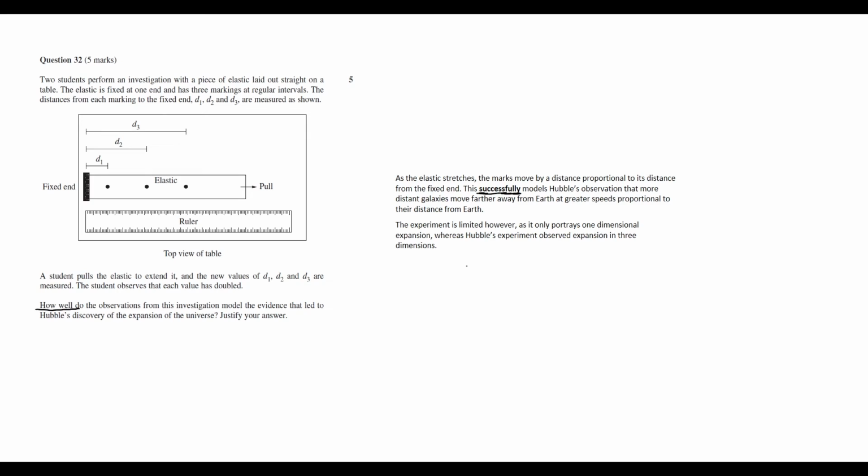I've said here that the experiment is limited, however, as it only portrays one-dimensional expansion, whereas Hubble's experiment observed expansion in 3 dimensions. Now, it might be a very, very obvious sort of limitation, but it is a limitation nonetheless that we should still make sure that we state. And that's all you actually need to write for question 32 in order to get full marks there.